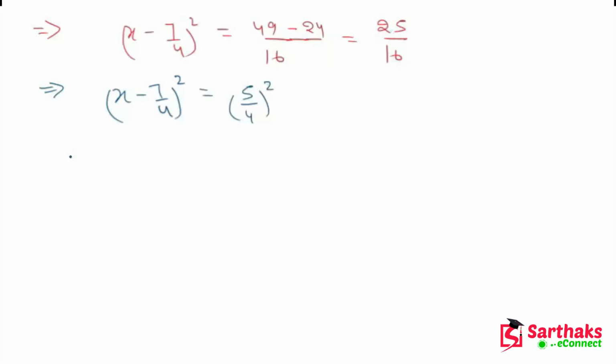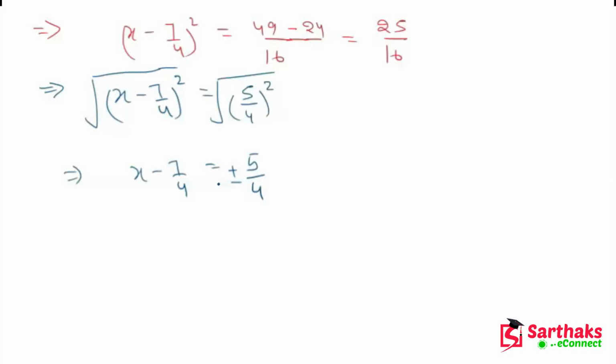Now take the under root on both the sides. So we get x minus 7/4 is equals to, if we remove the under root sign, plus minus 5/4.